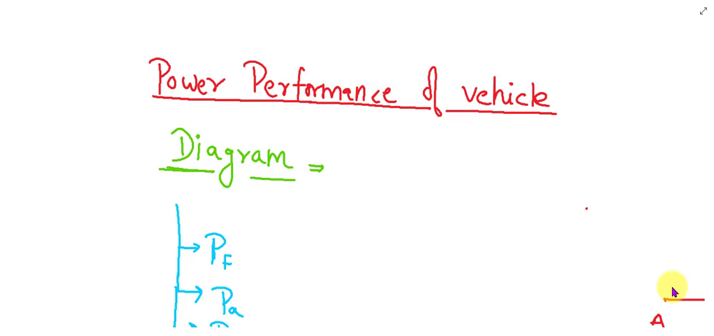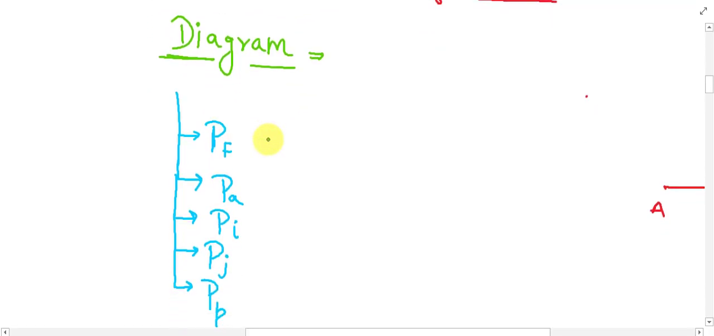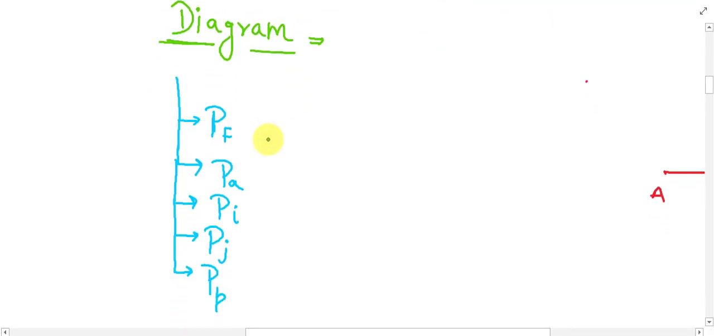This is the second part of power performance of vehicle, in which we are going to discuss diagrammatically the resistance of motion which occurs during the vehicle motion. There are a few types of resistance which act during the motion of vehicle.